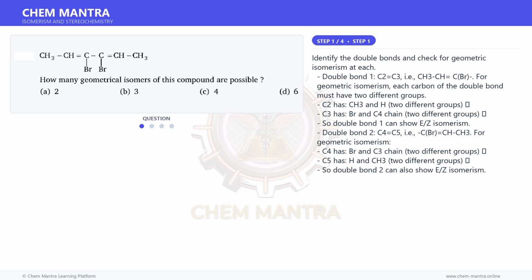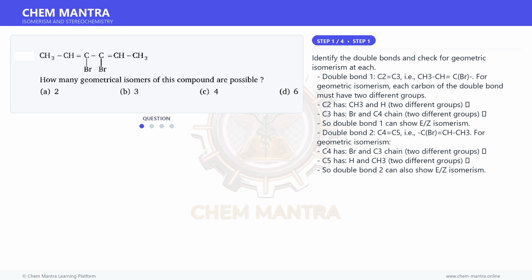Double bond 1, C2=C3, i.e. CH3-CH=C(Br)-. For geometric isomerism, each carbon of the double bond must have two different groups. C2 has CH3 and H, two different groups. C3 has Br and C4 chain, two different groups. So double bond 1 can show E/Z isomerism.